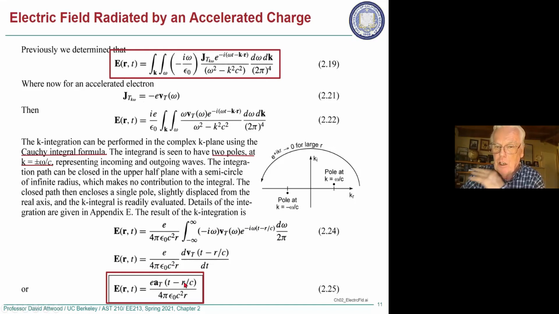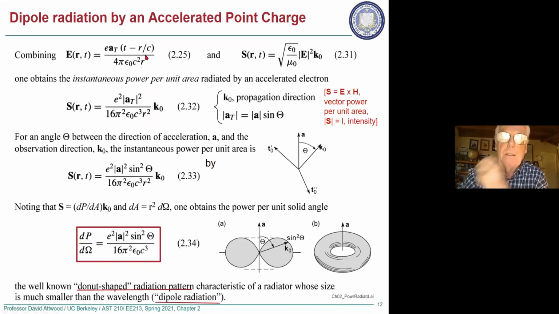And at a retarded time, the electric field seen at time t depends on the acceleration of the electron at some earlier time, depending on how far away it was, because the wave had to propagate towards your detector. So the electric field depends on transverse acceleration from some retarded time with a 1 over r dependence. That is a classical electromagnetic solution, and we're going to use it for our X-rays. By the way, we didn't say anything about this being X-rays so far. Here's the electric field, and here's our Poynting vector.